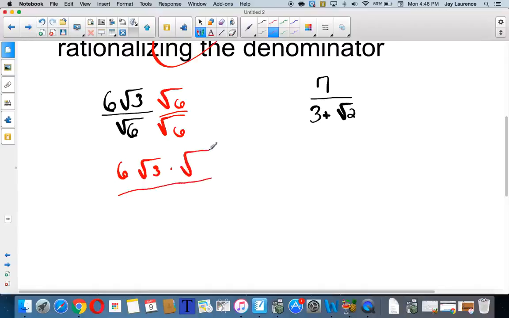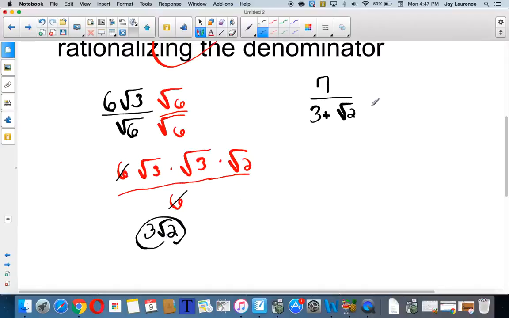Hey, wait a minute, can't I think about rad 6 as rad 3 times rad 2? Rad 6 is rad 3 times rad 2, and that would be over 6. Oh, this becomes a real easy problem. Watch what's going to happen. First of all, this is all multiplication in the numerator, so these 6's will cancel. Rad 3 times rad 3 is 3, and then there's this rad 2 coming along for the ride. And there you go. It's 3 rad 2.